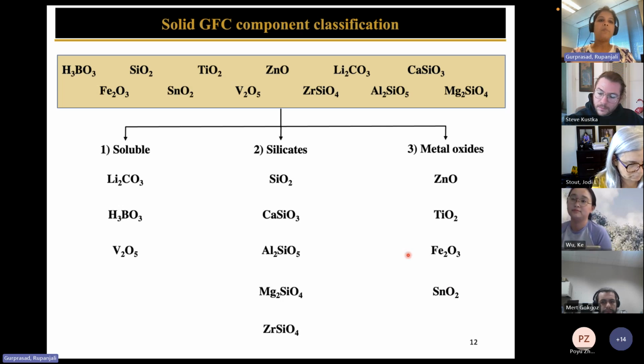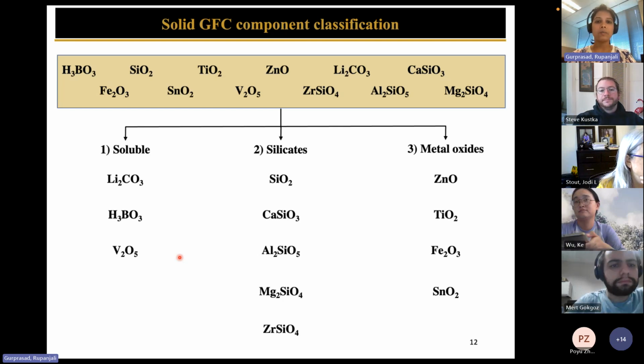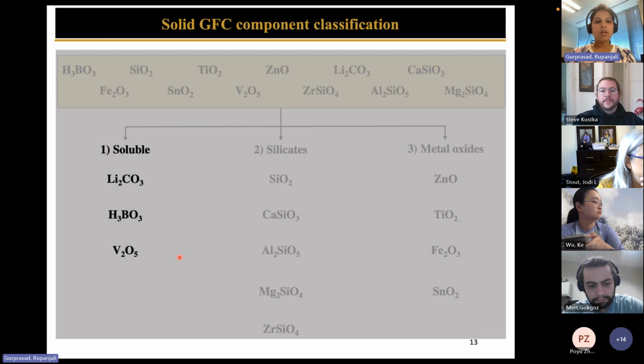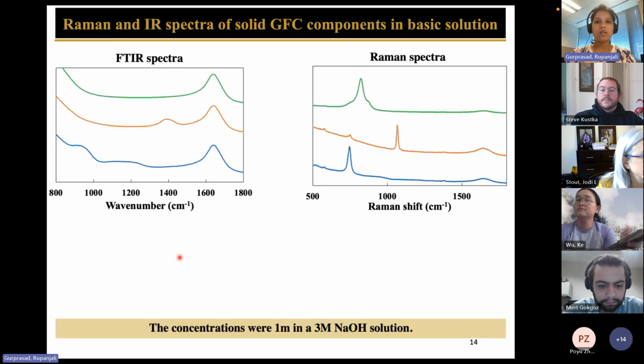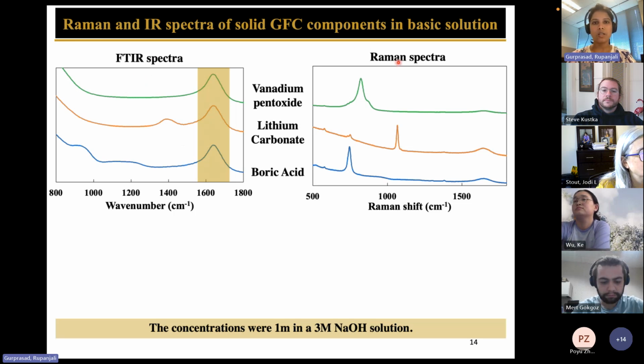So now before we embark on this research journey of trying to quantify all of these solid components, the first thing that we had to do was collect the reference spectra and see what all of these compounds actually look like in the FTIR as well as the Raman spectroscopy. So focusing on the soluble elements first, here we have the FTIR as well as Raman spectra of the soluble components of the GFCs, which are your boric acid, lithium carbonate, and vanadium pentoxide.